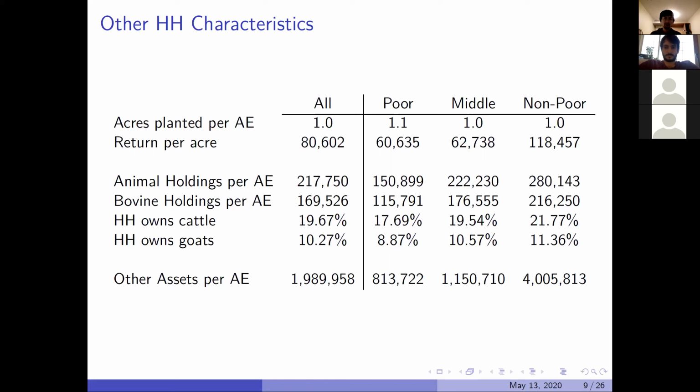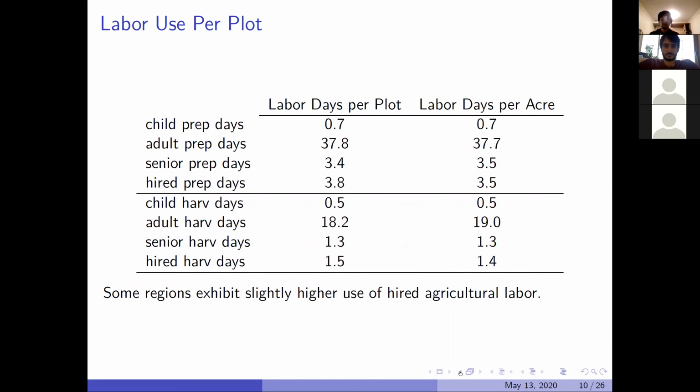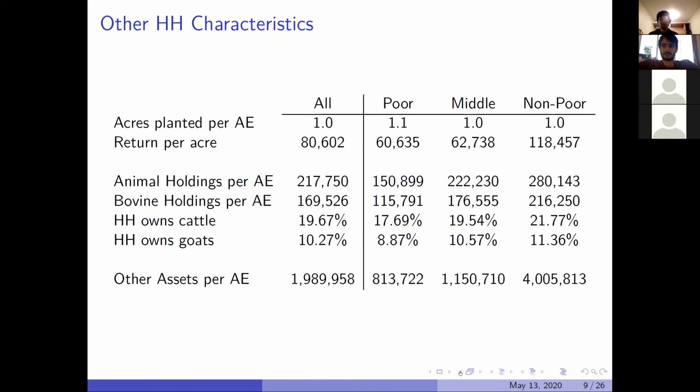And it would be interesting. I should check labor use by, I don't know if I have that on the next slide. I have labor use per household, but I don't have it by poor, middle, and non-poor. So it'll probably be interesting to see.